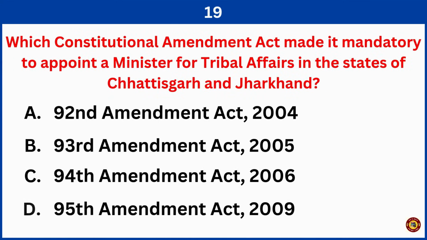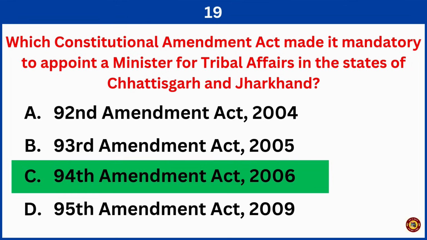Which constitutional amendment act made it mandatory to appoint a minister for tribal affairs in the states of Chhattisgarh and Jharkhand? Right answer is option C, 94th Amendment Act 2006.